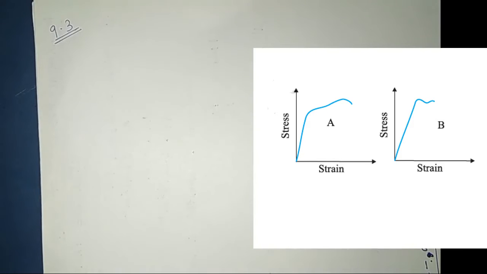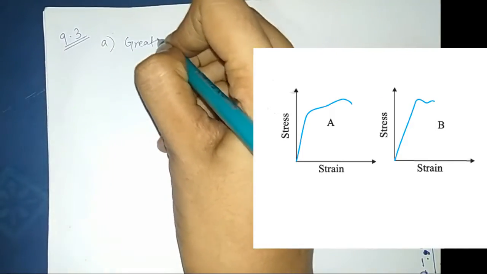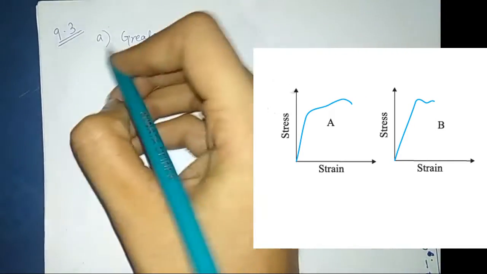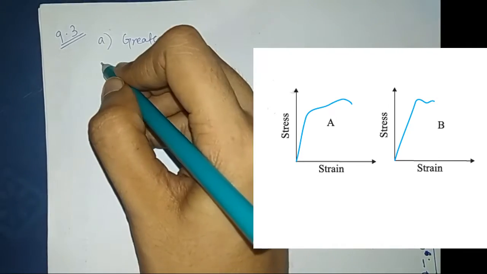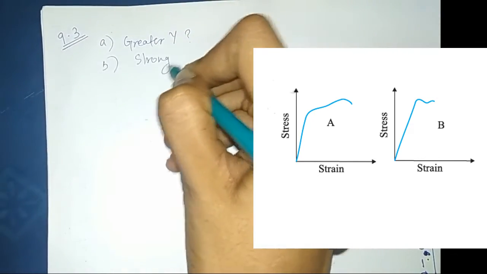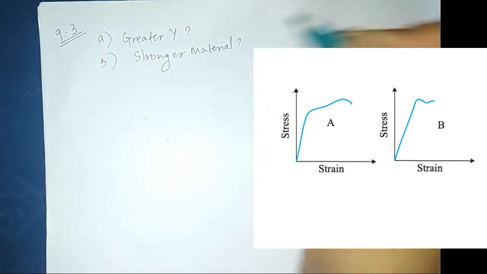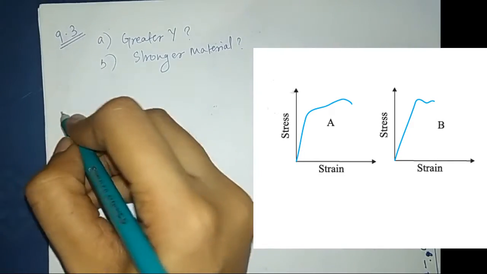So let's solve example exercise 9.3. Again the stress-strain plot is given, and what we are asked is, using the graph, to find which of the materials, A or B, has the greater Young's modulus, and which is the stronger material. So let's calculate part A, the greater Young's modulus.